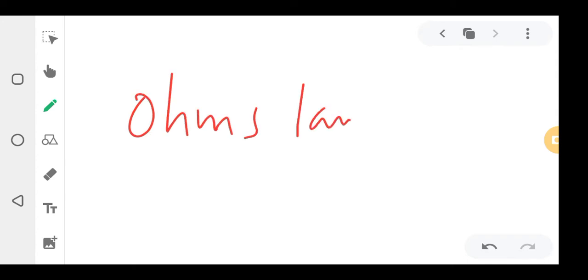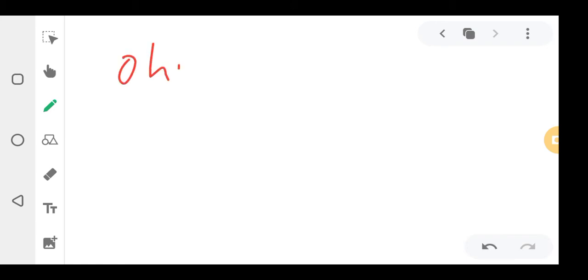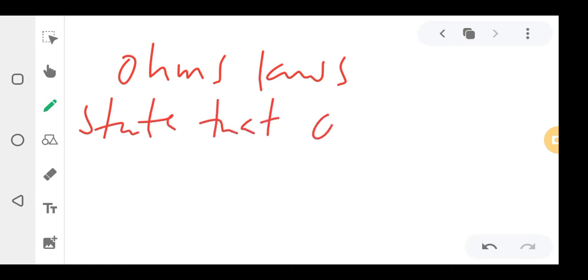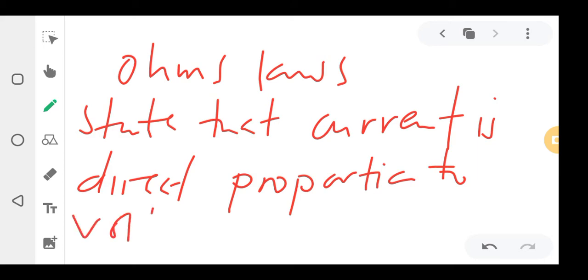Now, sometimes they can give you an actual question. So there's also what they call how to work with Ohm's law. Okay? Ohm's law is this. Resistance is equal to voltage over current. And Ohm's law states that, what does Ohm's law state? Ohm's law states that current is directly proportional to voltage.